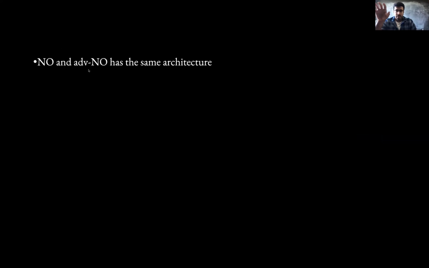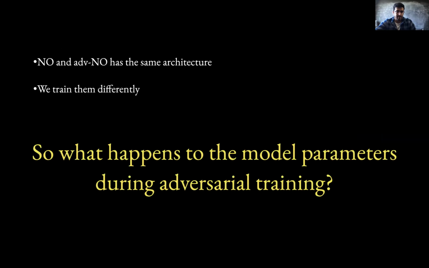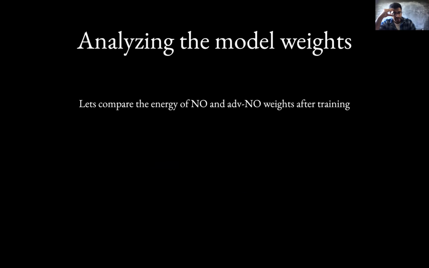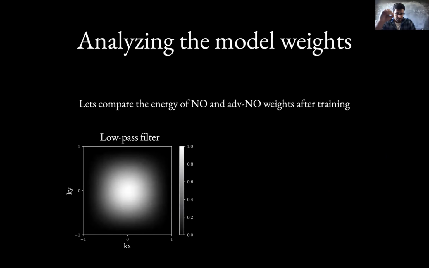So if you think about it, the neural operator and the adveno have the exact same architecture. The only thing different was we trained them differently. So what happens to the model parameters during adversarial training? That's what we investigated next. So we analyze the model weights. We compare the energy of the trained weights of the neural operator and the trained weights of the adversarial NO. For reference, this is what a low pass filter looks like.